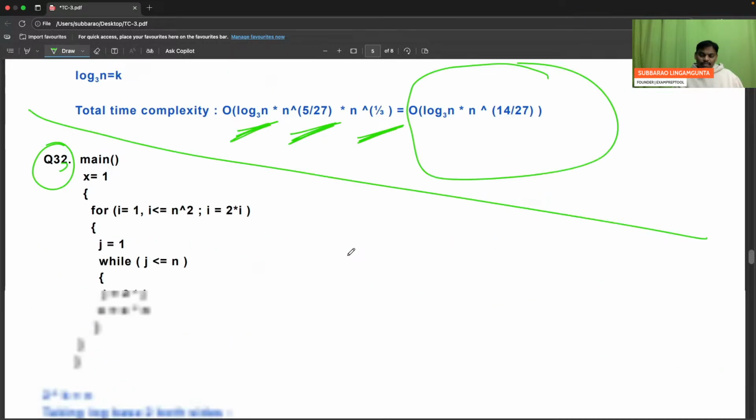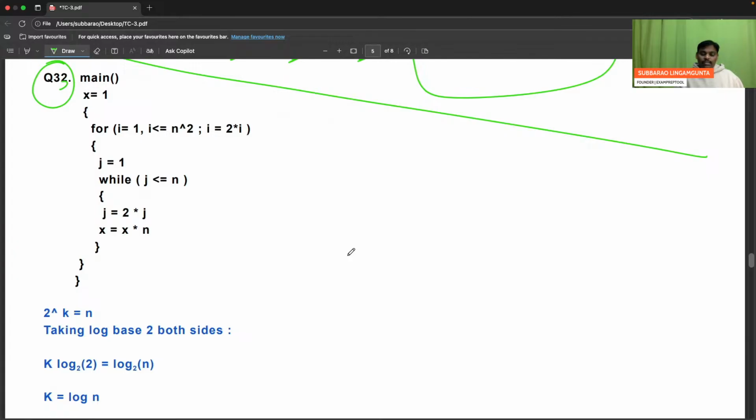Go to question number 33. Remember, these are also inner loops. Inner loop means you have to multiply. Let's see. If you observe clearly, the outside is always times 2. If it is always times 2, it is log n base 2. Here n square is there, so log n square base 2. Whatever is there, log of it.